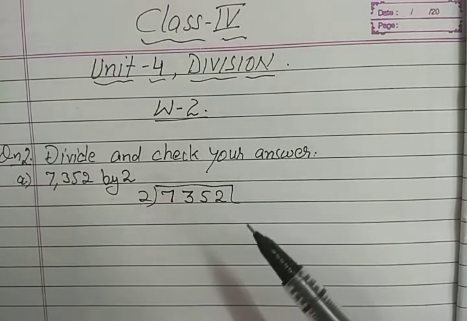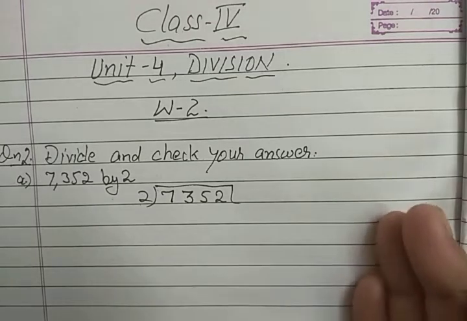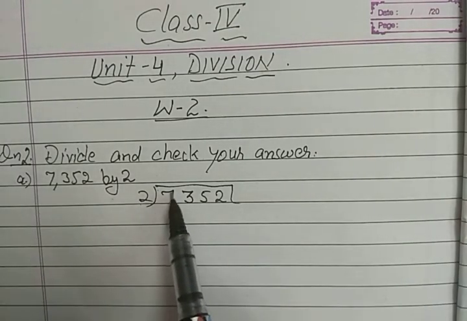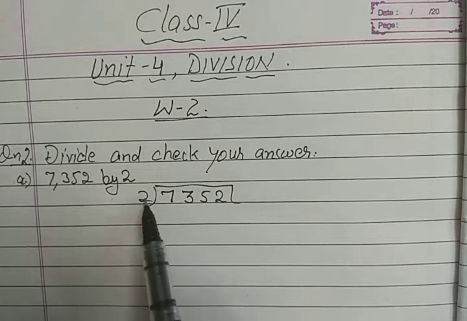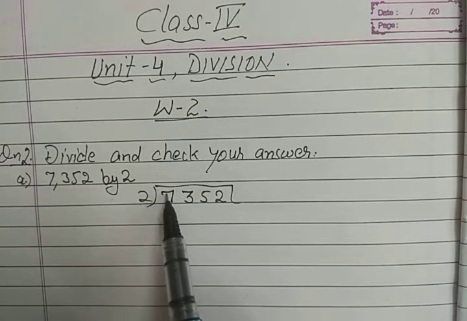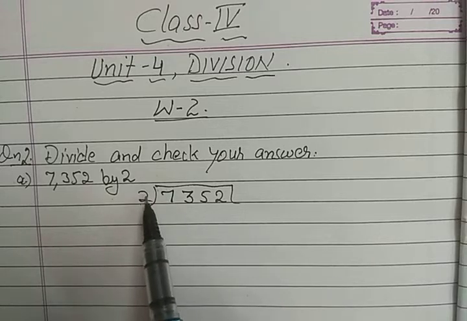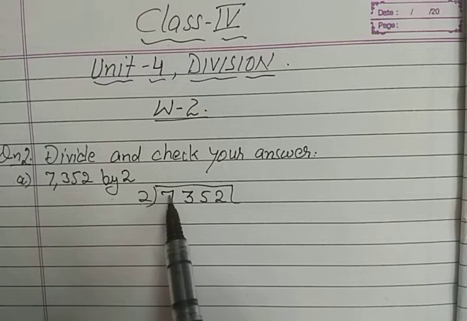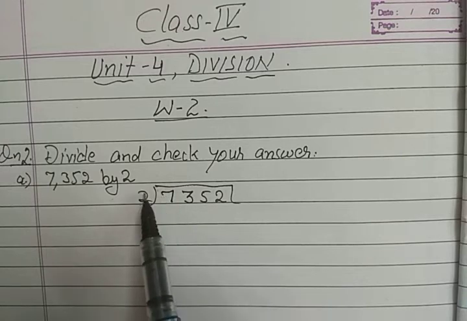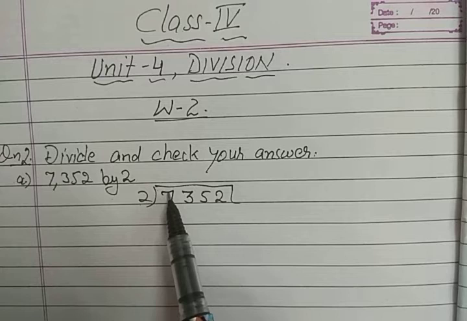So you know that we start from the extreme left. हम बिल्कुल जो लेफ्ट में जो डिजिट है उससे हम स्टार्ट करते हैं डिवाइड करना. So first of all, what we have to check is that your digit should be greater than the divisor. Divisor से greater होना चाहिए. Now here 7 is greater than 2, so it's fine. अगर ये छोटा होता then we will take one more digit.